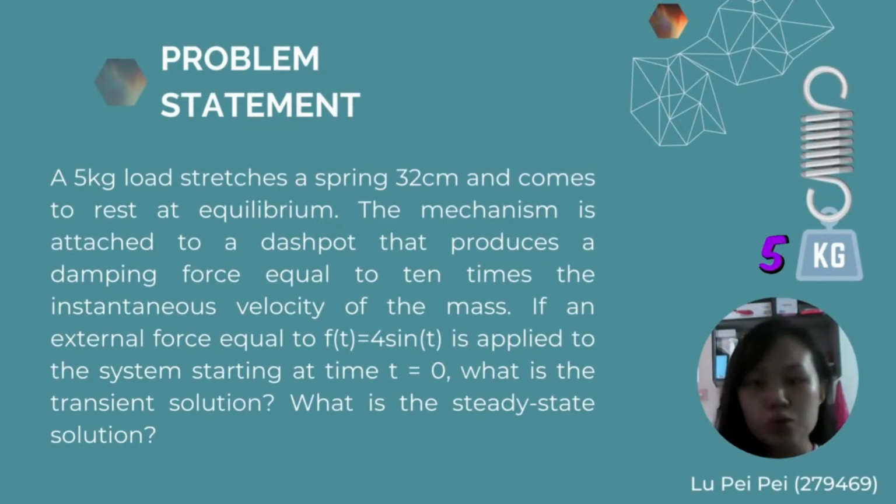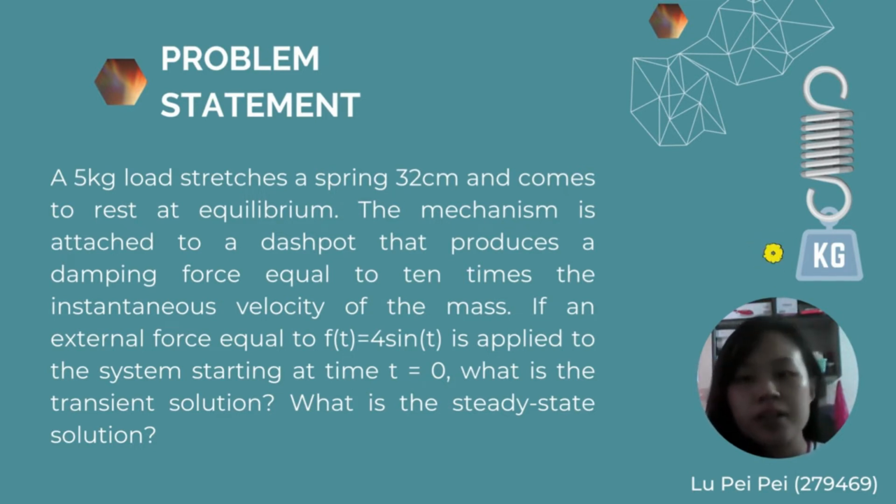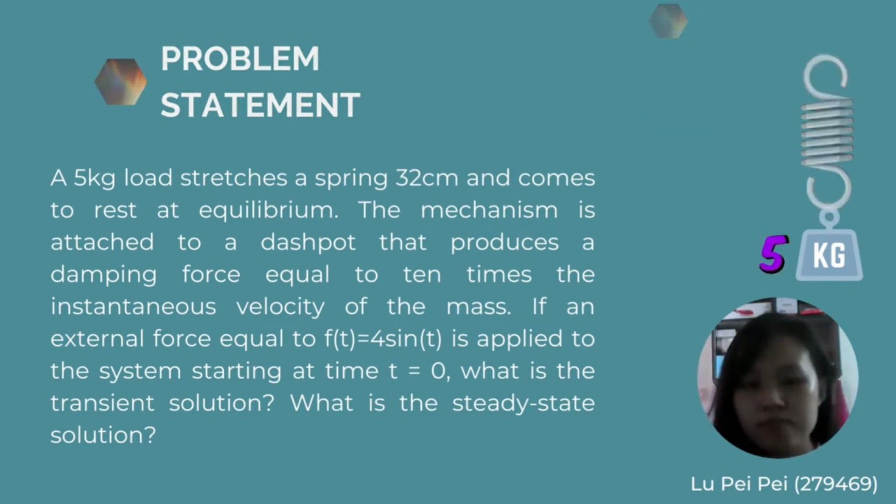I'm Pepe, metric number 279469. I would like to present about the problem statement. A 5 kg log stretches a spring 32 cm and comes to rest at equilibrium. The mechanism is attached to a dashpot that produces a damping force equal to 10 times the instantaneous velocity of the mass. If an external force equal to F(t) equal to 4 sin t is applied to the system starting at time t equal to 0, what is the transient solution? What is the steady state solution?